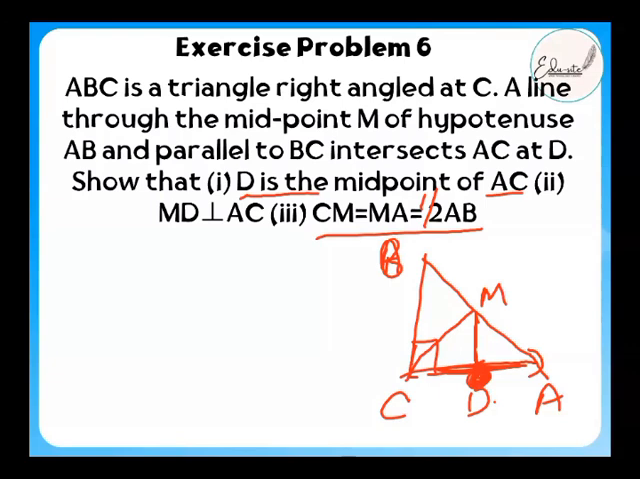You just have to take one triangle, right? Triangle ACB, this whole triangle. We know that M is a midpoint already, and we know that D is also the midpoint. If these two are midpoints, then through the midpoint theorem, we can prove that this and this are parallel to each other, right?